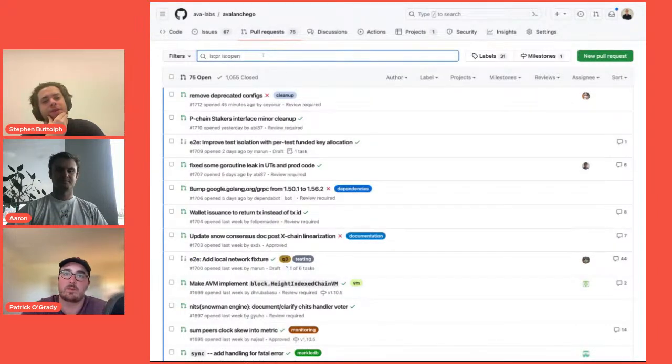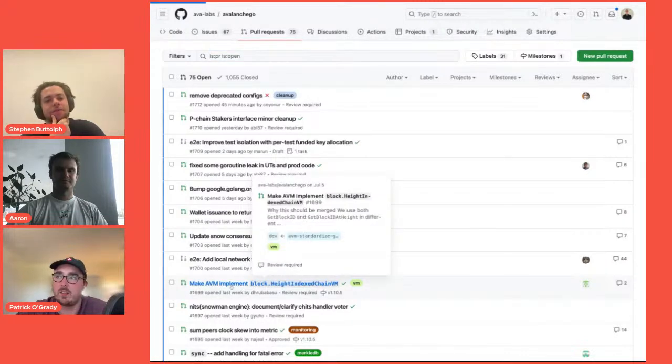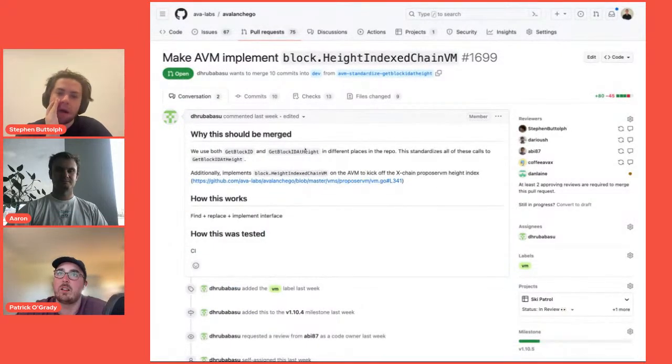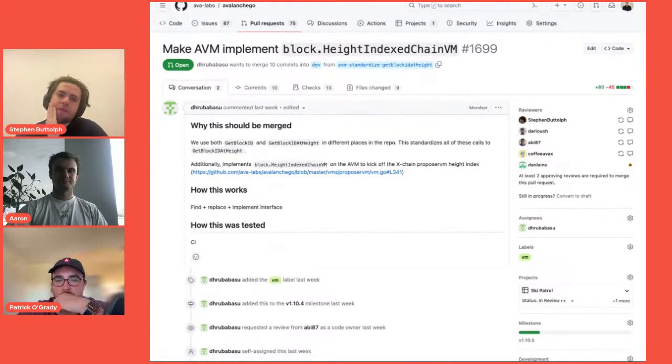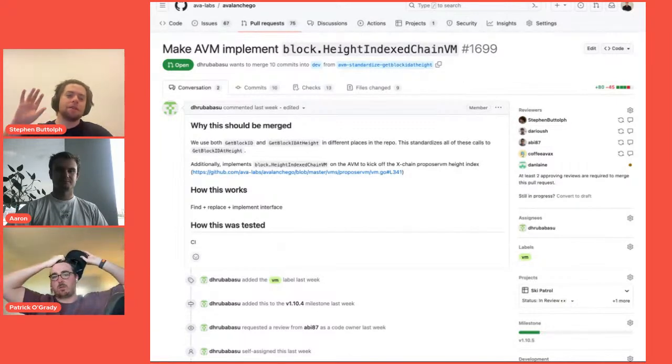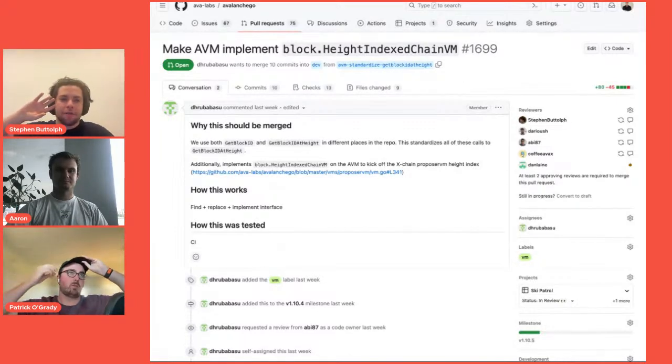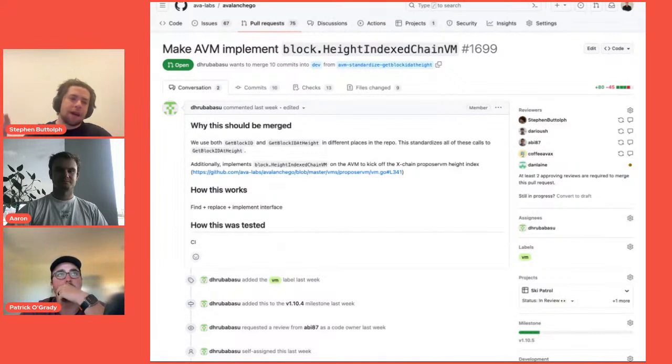There's one PR that has AVM in the name by Dhruba around implementing the height index. Yeah, that one. This is one example of them. So when we were first writing the consensus engines, it was primarily the Avalanche consensus engine first, and then the Snowman consensus engine was really thought of as a derivation on top of the Avalanche consensus engine.